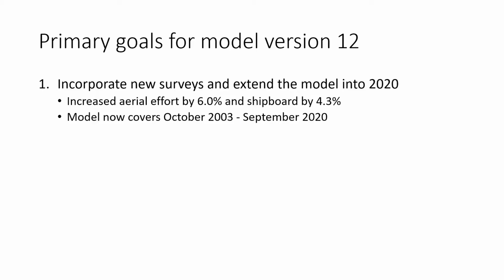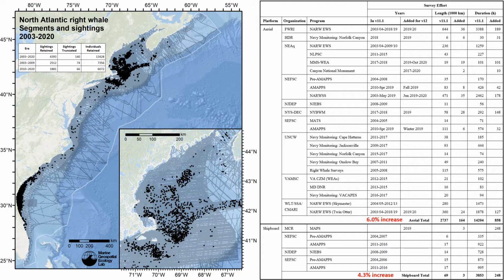Let's talk about the goals and results for the version 12 model. First, we wanted to incorporate new surveys from 2019 and 2020 and extend the model into 2020. In total, the collaborators boosted aerial effort by 6% and shipboard effort by 4.3%, and we extended the model through September 2020. Here is a map of the total effort and sightings and a table tallying the effort. You can pause the video if you want to review it in detail.